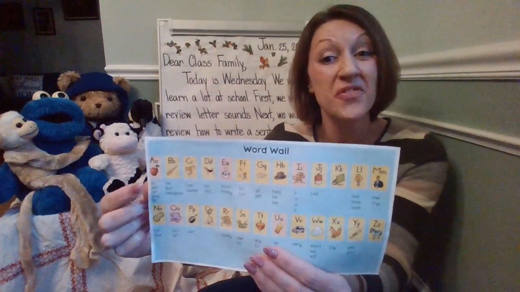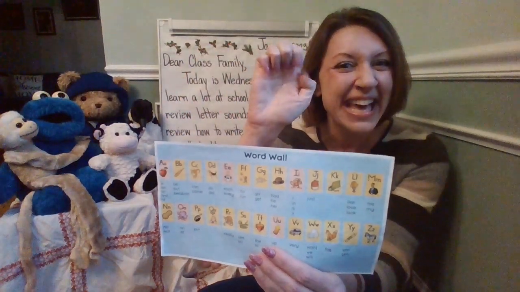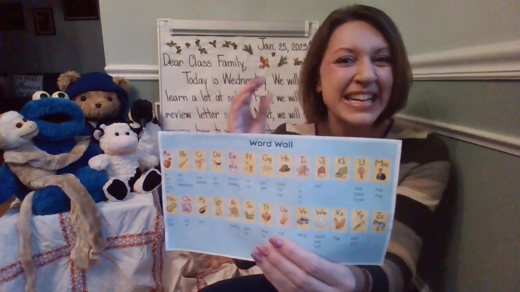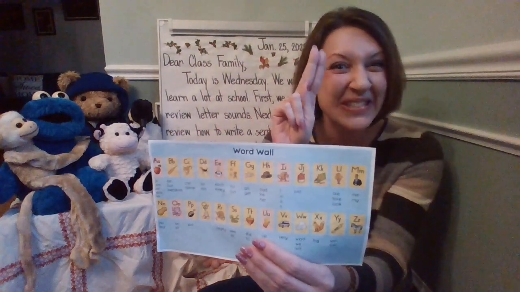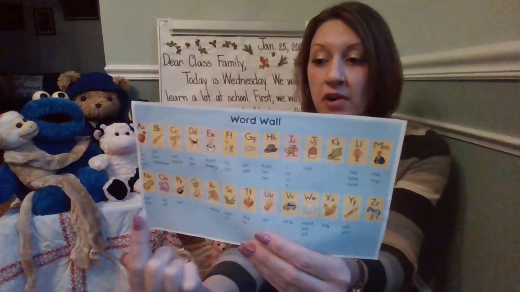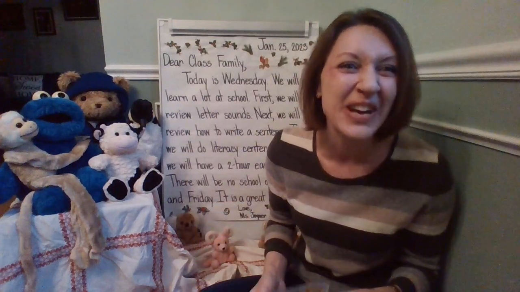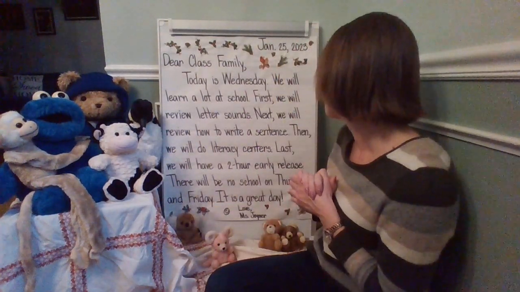vowels. Review with me. A, apple, A. E, ed, E. I, itch. O, octopus. And U, up. All of the vowels have red in the background on our word wall. All right, so we're going to focus on short vowel sounds today to review, in addition to all the letter sounds in the alphabet.